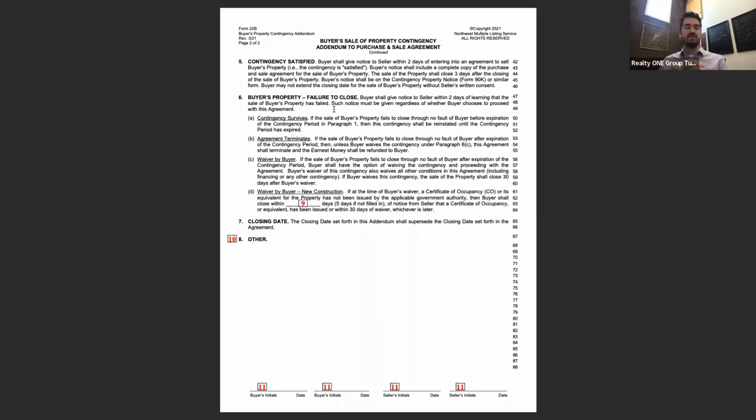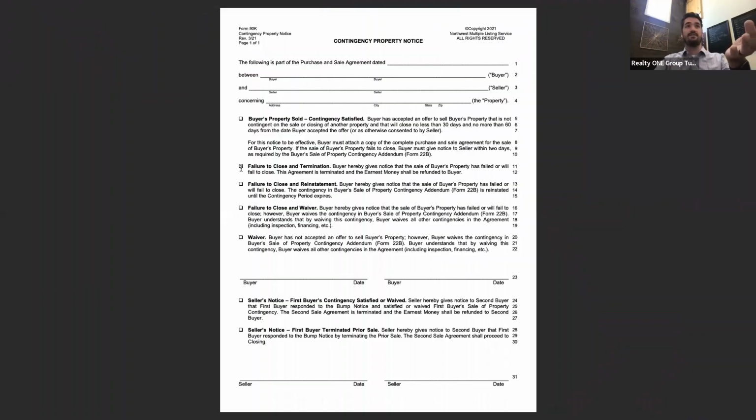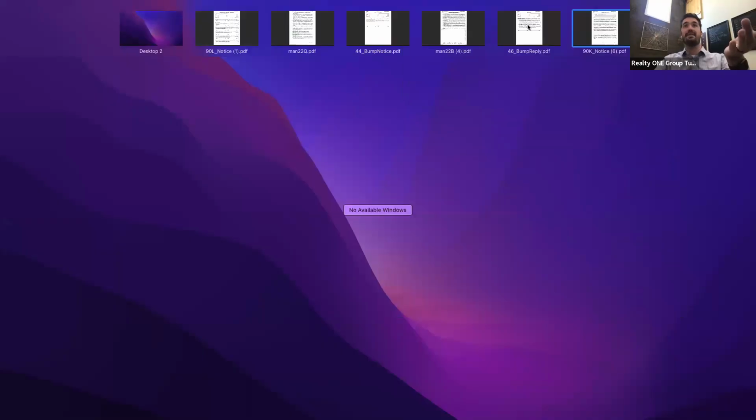They back out because of the inspection or any other reason. The buyer has 2 days of learning that the sale of the buyer's property has failed to notify the seller. You will notify the seller using, again, the 90K. That's what this one is, failure to close and termination or failure to close and reinstatement. So I'm going to talk about that.